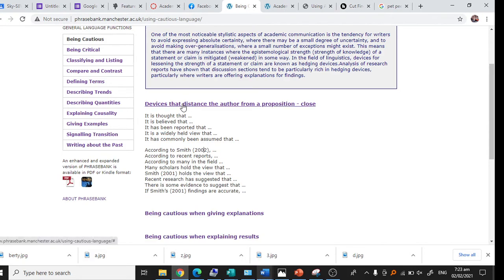For example, you would like to write in a way that you would be distancing yourself as the author from an expression or an idea that you are explaining. You would say, it is thought that, versus saying, I think that. You would be saying, it is believed that, instead of saying, I believe that, and other expressions such as it has been reported that, it is widely held view that, it has commonly been assumed that, according to Smith.